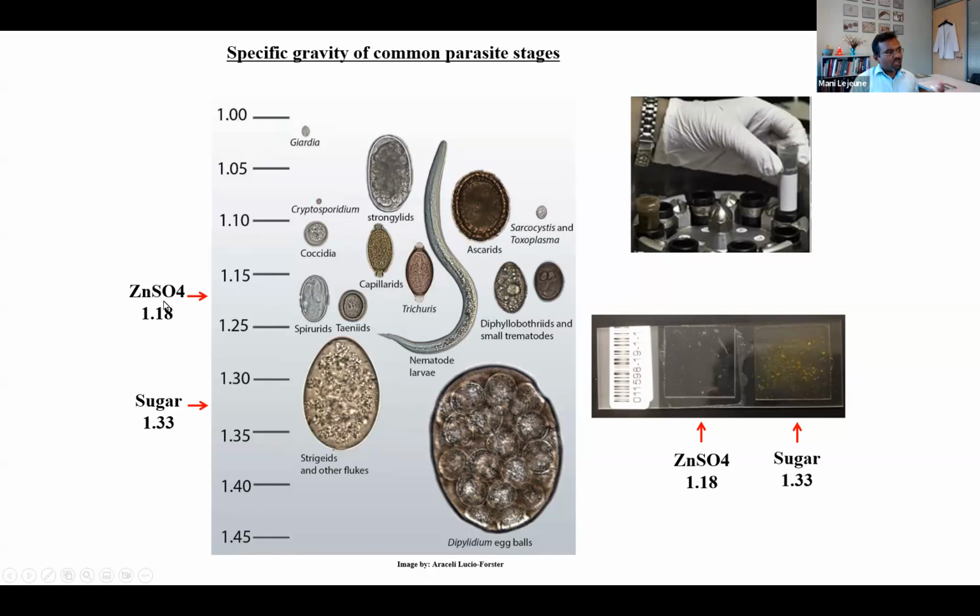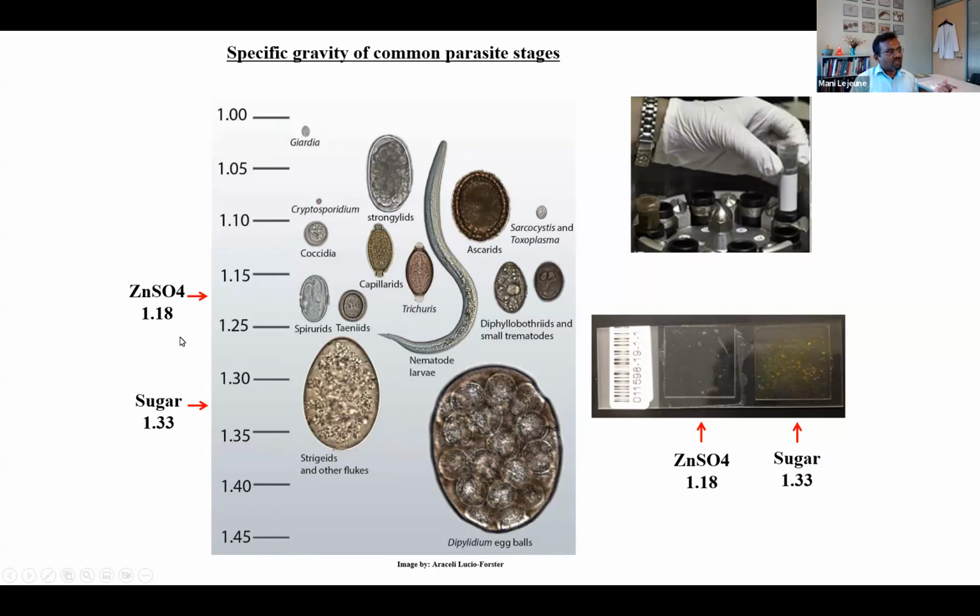Then you wonder why I'm mentioning two different solutions here. Zinc sulfate, which has a lower specific gravity, can float delicate things like Giardia cysts, which have a very delicate cyst wall. If I float Giardia in sugar, that would distort the wall, and you won't be able to appreciate the Giardia cyst in the fecal sample.